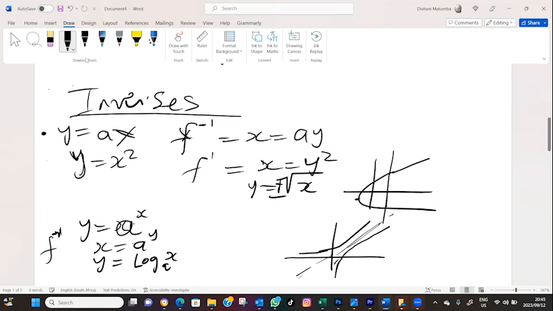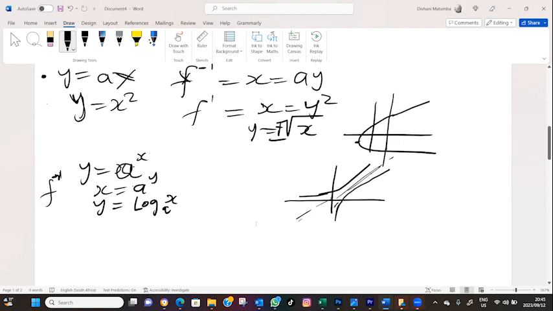Now, an inverse, if you want to find an inverse, is actually the mirror that you get if you mirror your function on the line y equals x. All right.